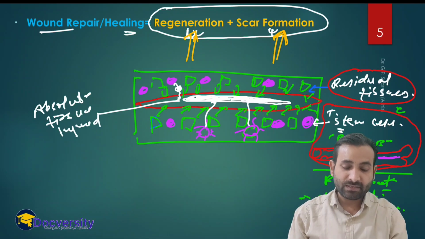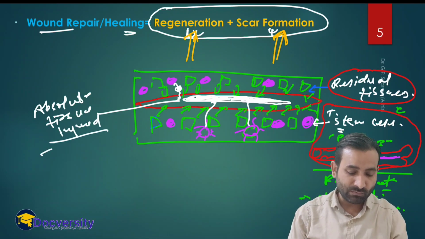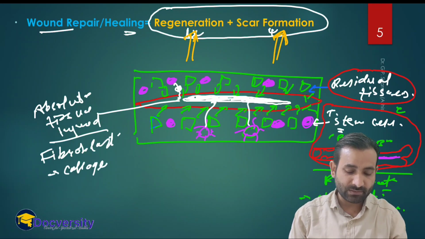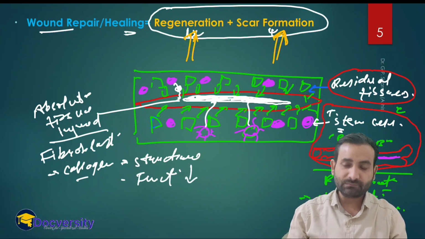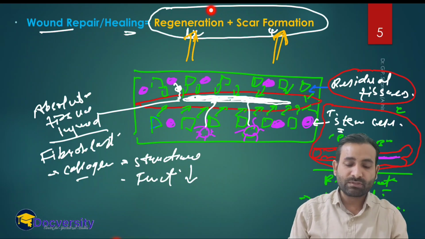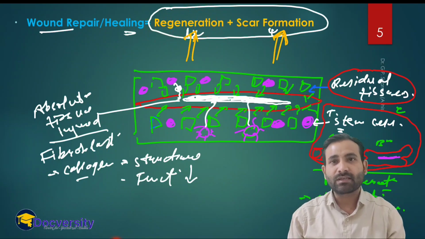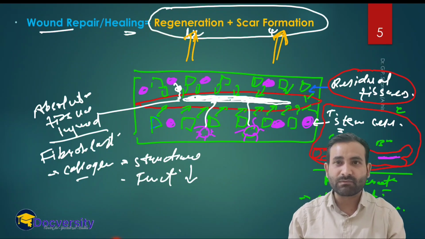in this place there will be the growth of what? Fibroblast. So these fibroblasts begin to secrete the collagen, right? This collagen forms the structure, but the function is decreased. So during tissue healing or wound repair, or wound healing, we have two stages or two steps going on over there. Two pathways are going on over there clearly.